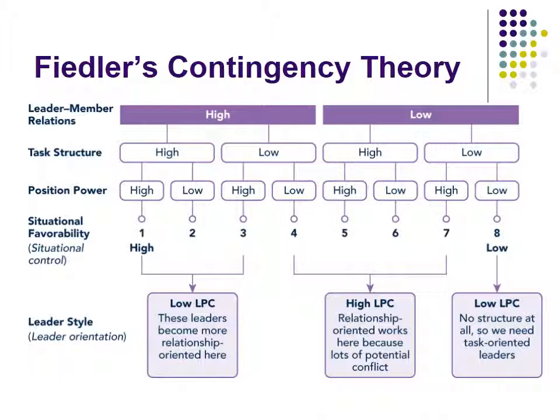the only kind of leader that's going to succeed in that kind of situation is the leader that can basically dictate and take control to provide support for that organization to move forward. But likewise, if you have a situation where the organization is doing great, then you need a more relationship-oriented leader. In the middle ground, this theory predicts that relationship orientation works here, so basically a high LPC leadership. Relationship-oriented works here because of lots of potential conflict. So the low LPC leadership style.